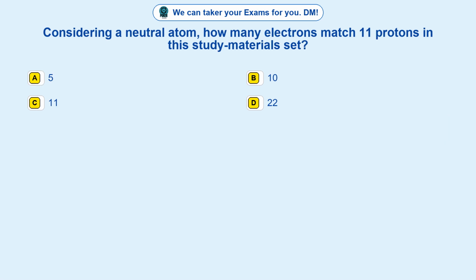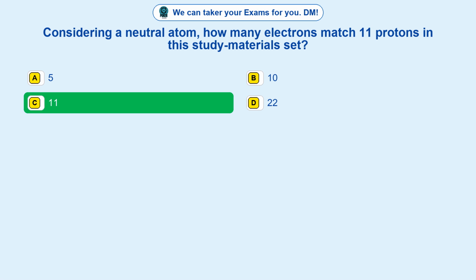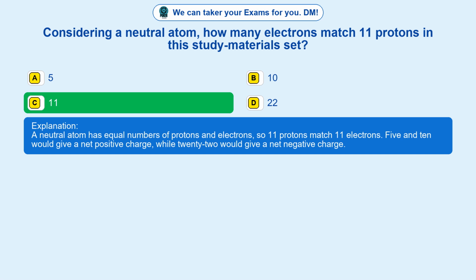Question 32. Considering a neutral atom, how many electrons match 11 protons in this study material set? Option A, 5. Option B, 10. Option C, 11. Option D, 22. The correct answer is option C. 11. A neutral atom has equal numbers of protons and electrons, so 11 protons match 11 electrons. 5 and 10 would give a net positive charge, while 22 would give a net negative charge.